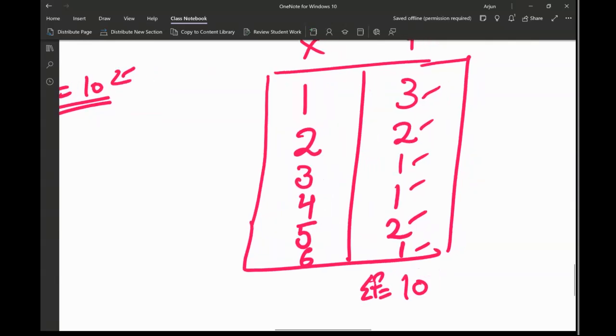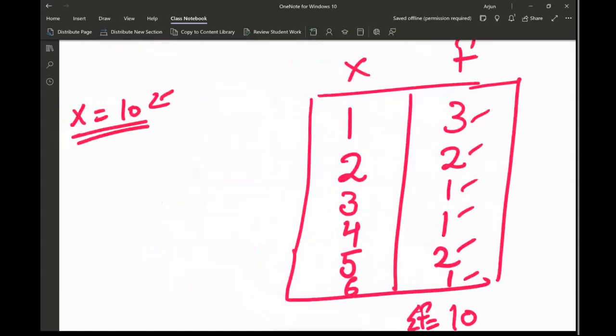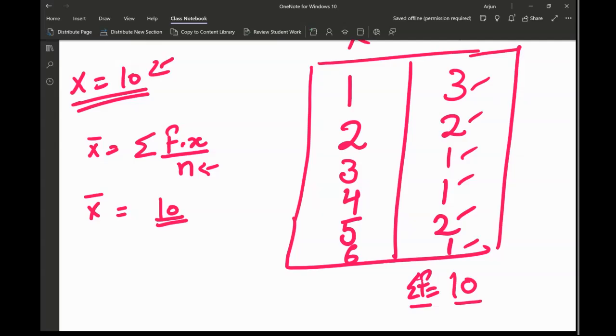I'm not going to solve it here, but I'll just quickly write down the formula which you're going to use. So the x bar value will be frequency times x divided by n. N is the number of data points, which is 10, the sum of frequency too, can be called. So the x bar value will come out to be 10 if you do this.